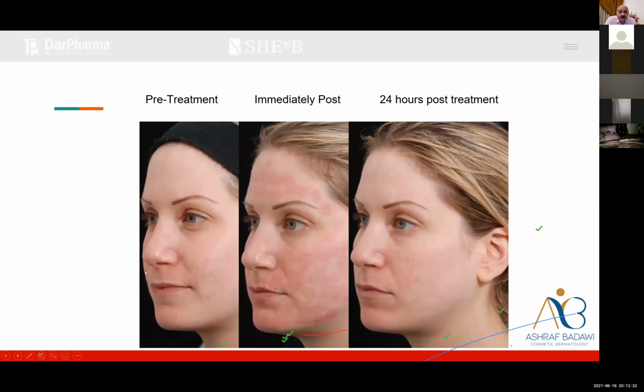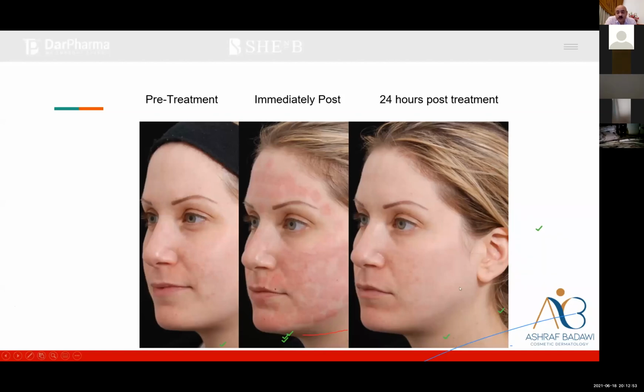We can see that this is someone who was treated with microneedling radiofrequency, and this is immediately how the skin is looking. We can see easily where we treated and where we did not treat. We can go back to treat the areas which were skipped and not treated before, so that we can get very homogeneous coverage of the skin.